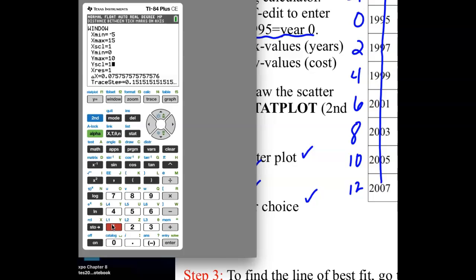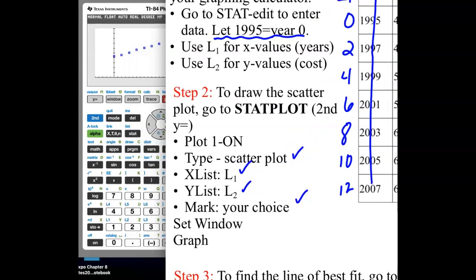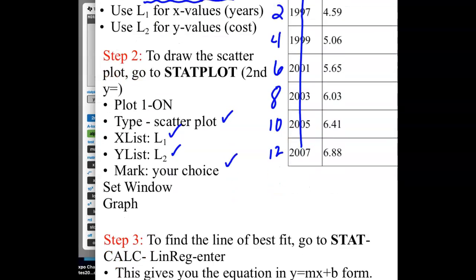Okay, so we've set the window. Now we can look at our graph. So hit the graph key. There's our data. Does it look fairly linear? Can you picture drawing a line through it? Okay. So we would describe this as what kind of correlation? Strong, positive. Yep. All right.